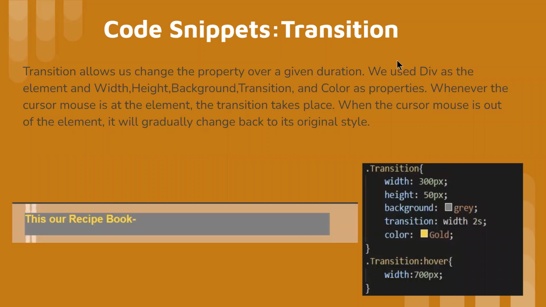Code snippets, transitions. Transitions allow us to change a property over a given duration. We use div as the element and width, height, background, transitions, and colors as properties. Whenever the cursor moves over the element, the transition takes place. When the cursor moves out of the element, it will gradually change back to its original style.